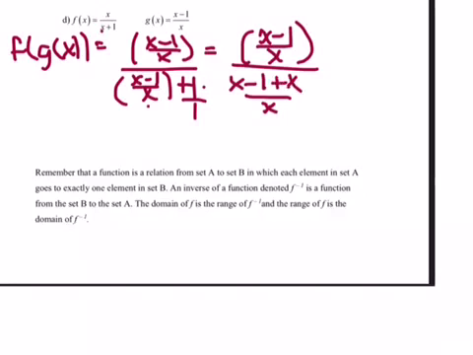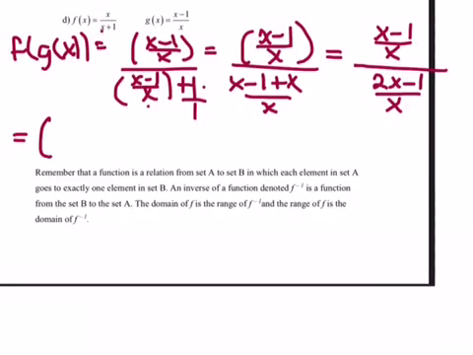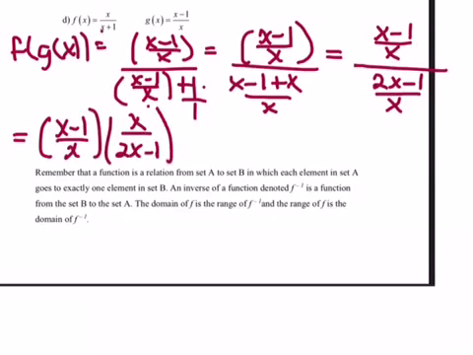All right, so we now have x minus 1 over x all over 2x minus 1 over x. So I have a fraction divided by a fraction. That means I can take the top fraction and multiply it by the reciprocal of the bottom fraction. That's just dividing fractions 101. So that gives me x minus 1 times x, multiply fractions straight across, over x times 2x minus 1.